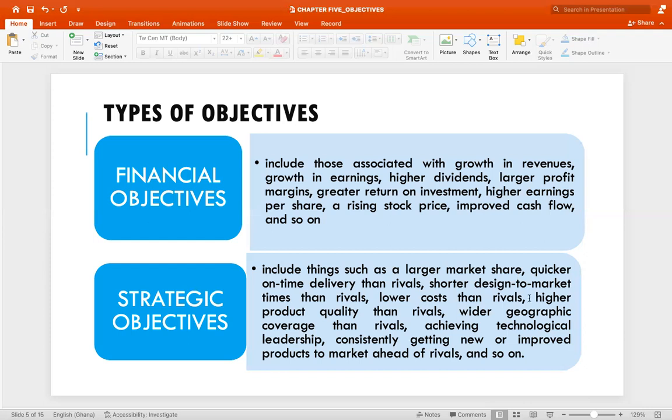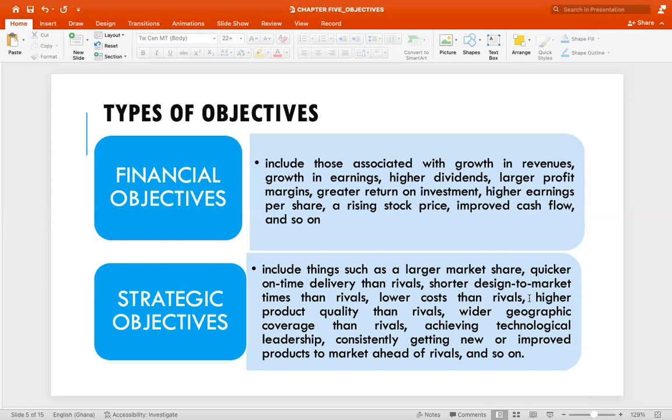Okay. Shorter design-to-market times than rivals. Between the time you conceive and design a product and the point where the product is finally produced, you want to be the quickest to be able to do that. Because most times, when you delay between the time of conceptualization and when the product is finally released onto the market, you are likely to lose out in a very competitive market, because we have what is known as first mover advantage.